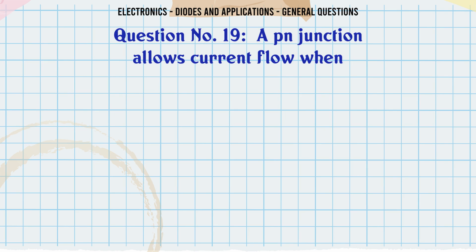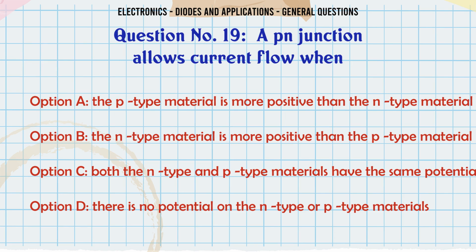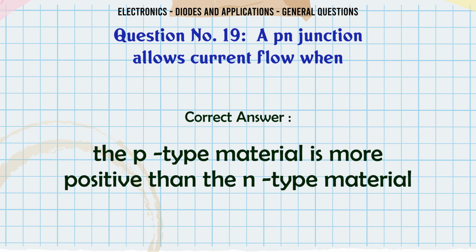A p-n junction allows current flow when A. The p-type material is more positive than the n-type material. B. The n-type material is more positive than the p-type material. C. Both the n-type and p-type materials have the same potential. D. There is no potential on the n-type or p-type materials. The correct answer is the p-type material is more positive than the n-type material.